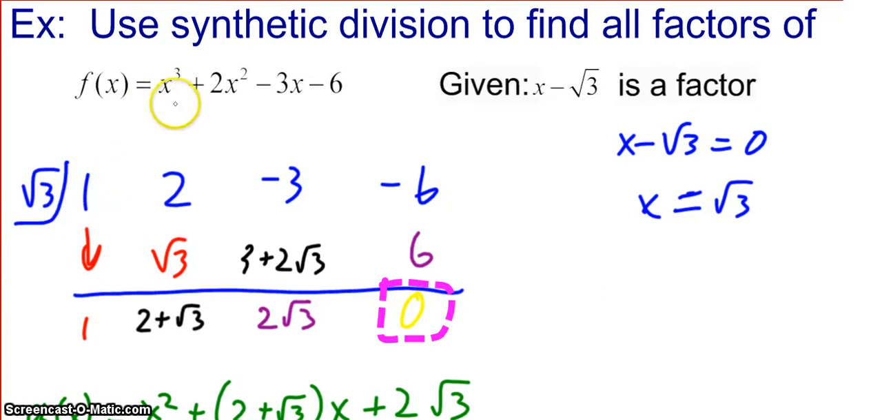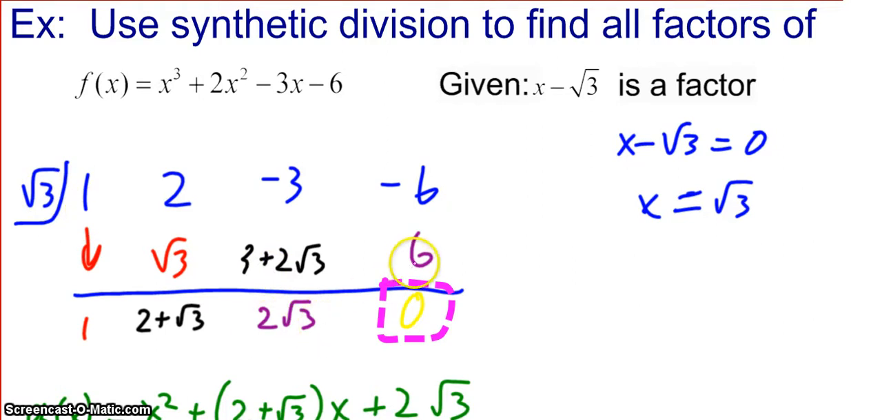Took my coefficients, 1, 2, negative 3, negative 6, set those up. Add vertically, multiply. 2 plus root 3 is just that, 2 plus root 3. I cannot combine those. Root 3 times 2 plus root 3 becomes 2 root 3. I'm sorry, root 3 times 2 is 2 root 3. Root 3 times root 3 is just 3. So now I add, negative 3 plus 3 cancels, and I'm left with just 2 root 3.